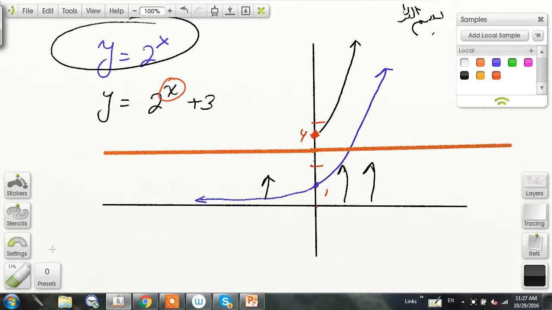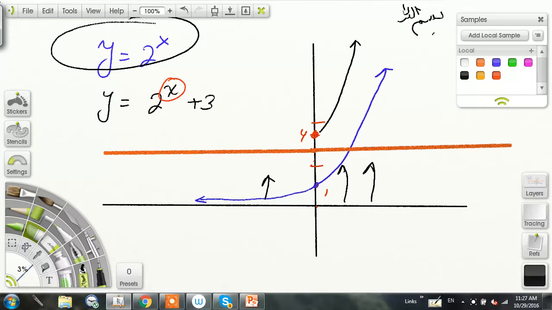So you move the asymptote. This function will not go past beyond that.